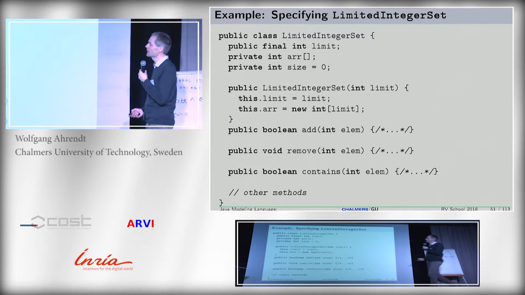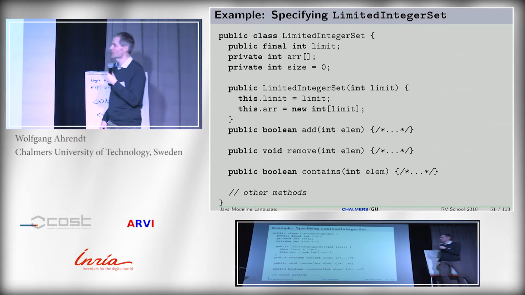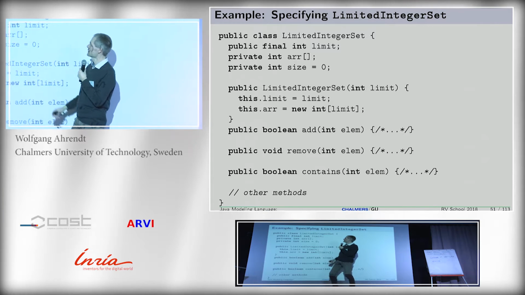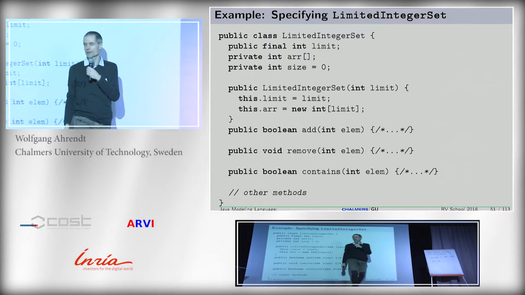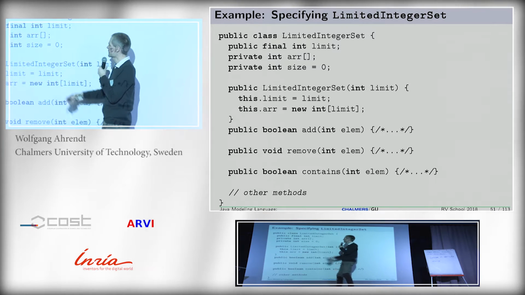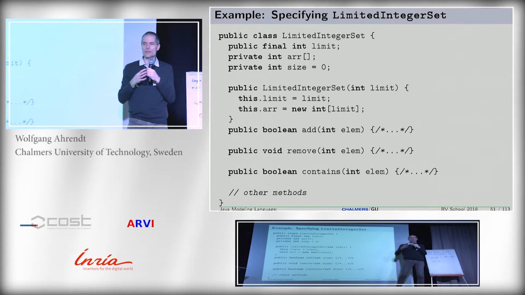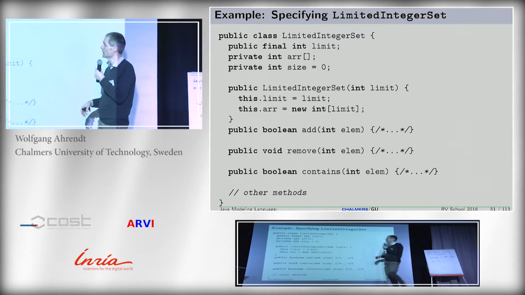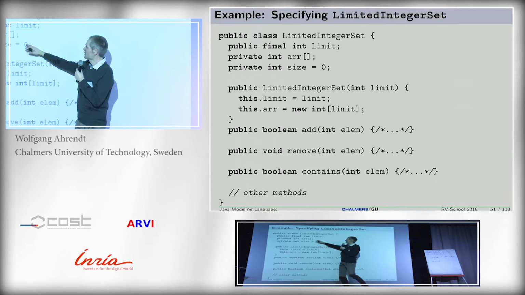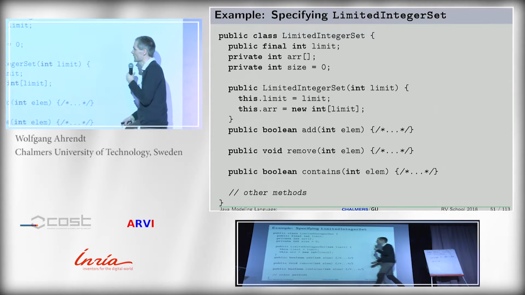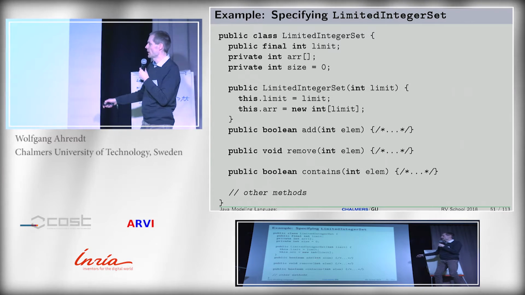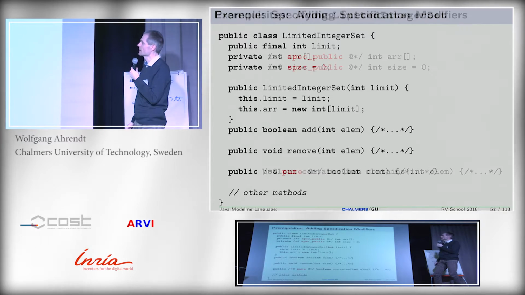Okay, good. Let me specify another thing which has slightly different characteristics where we use this first order stuff. We have a set of integers, and it's limited because it only has a certain capacity. This is the capacity, this is the array, it has a certain size. By size, I mean how much we have already stored in this set, how many elements we have. So that's to be distinguished from the capacity. This is just a constructor, and now I have add, remove, contains and other methods.